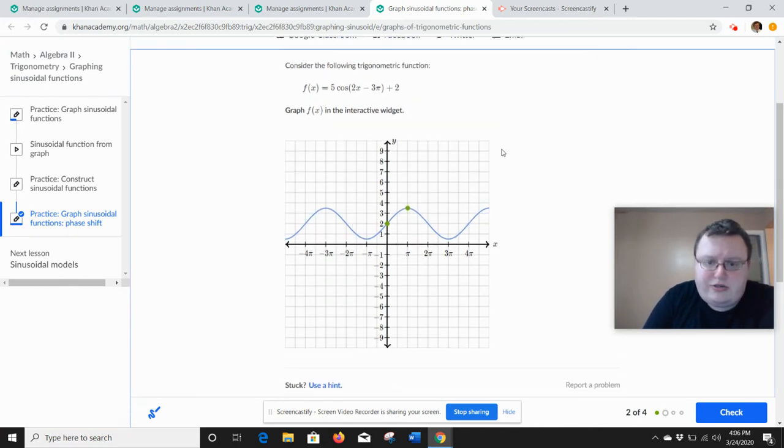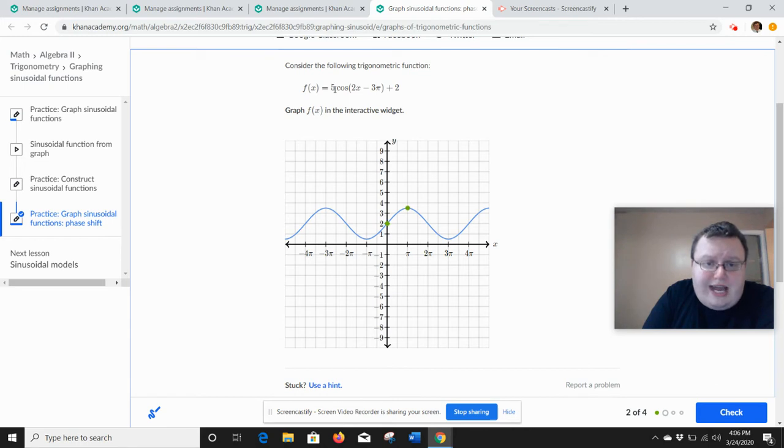So now, cosine doesn't start on the midline, though. Okay, sine starts on the midline. But for your starting point, cosine actually starts at a minimum or a maximum. And that depends on whether the A is positive or negative. A is positive, so it's going to start at a maximum.